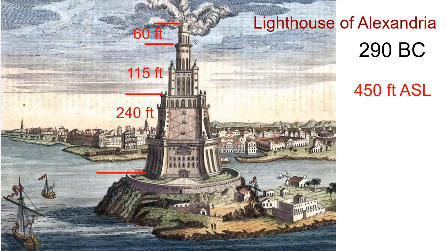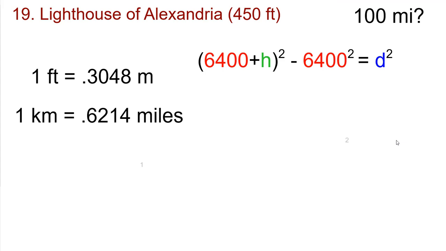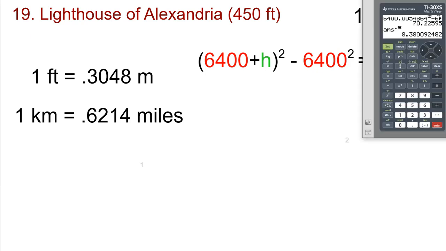So could you really see that flame at night from 100 miles away? Sounds like a hard question to answer, but we know how to do the math. It's exactly the same thing. It's just a slightly larger number. So instead of saying our height was 6 feet or 16 feet, now we're going to do a height of 450 feet above sea level. So crunch the numbers. Here we go.